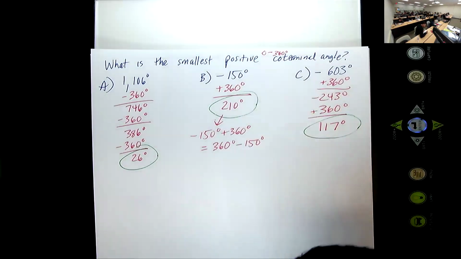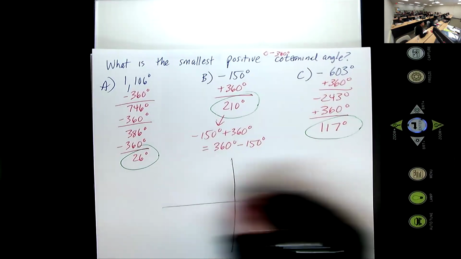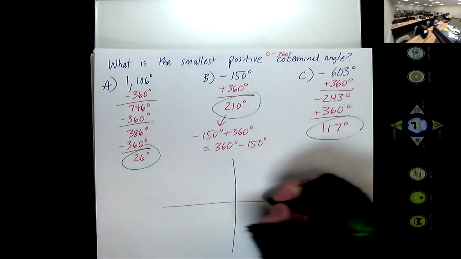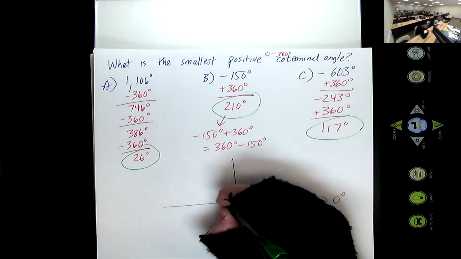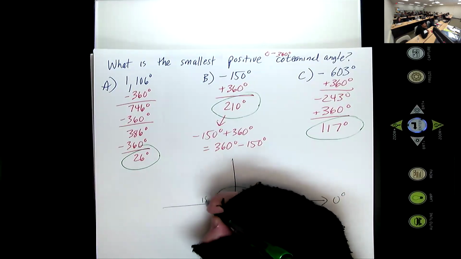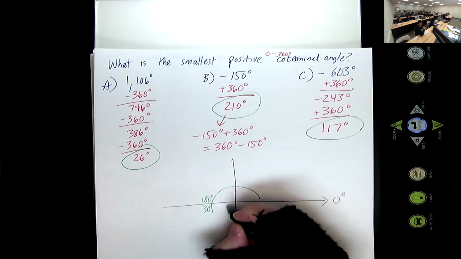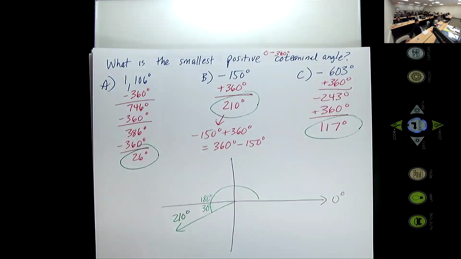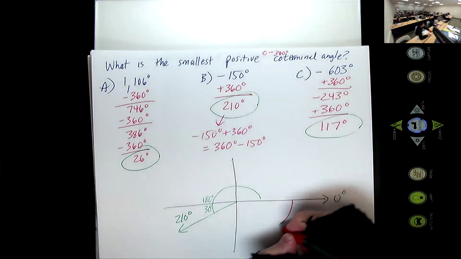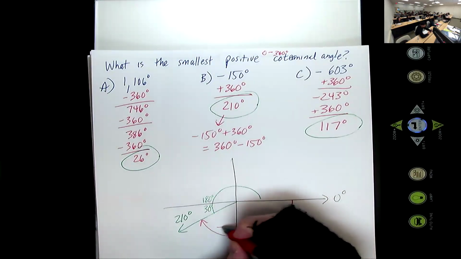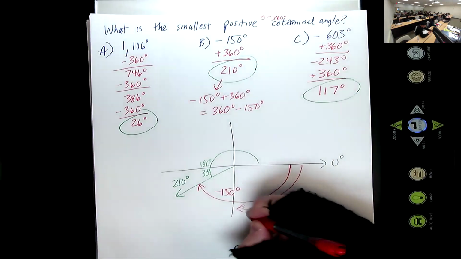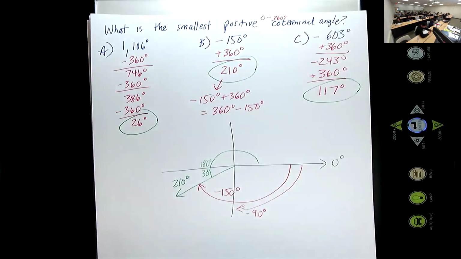I'm going to illustrate B real quick. I know 210 degrees is past 180. This is 180, and I need another 30 degrees. This is the angle 210 degrees. Going backwards, clockwise, is the negative angle, so this would be negative 150 degrees. When you go backwards, this is negative 90. You're subtracting when you go clockwise.